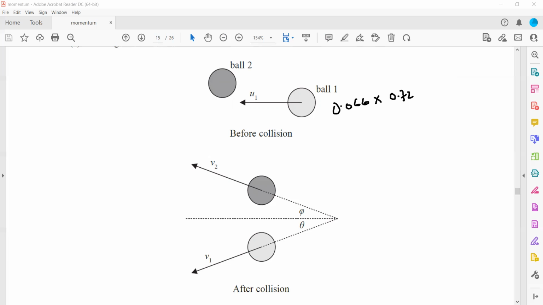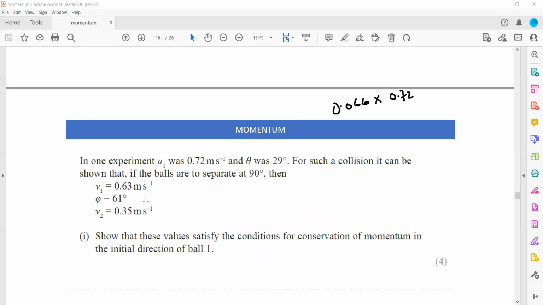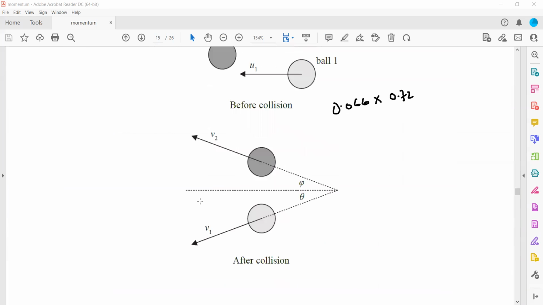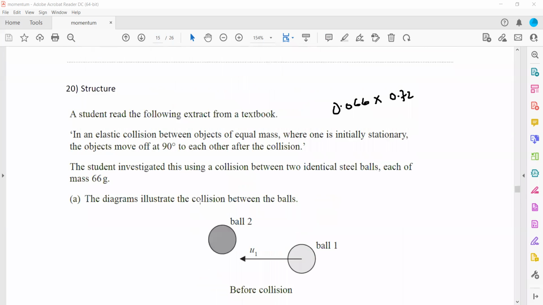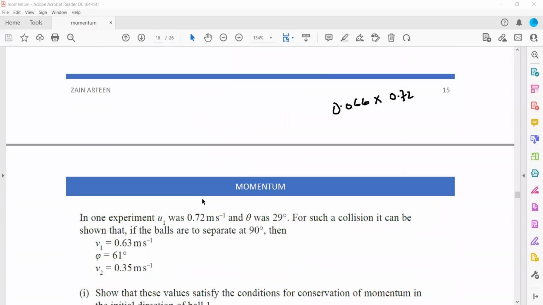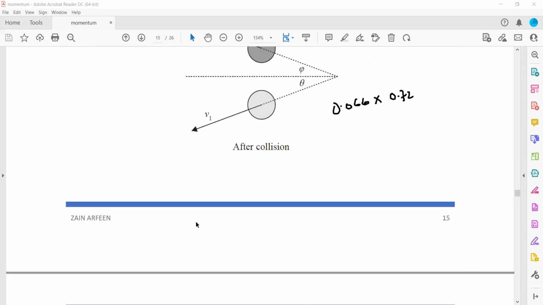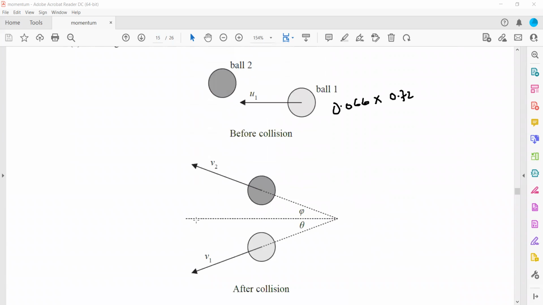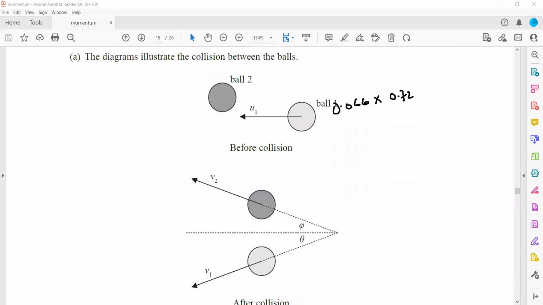So this will give us the initial speed. U1 is how much? U1 is 0.72. When we multiply, we'll get the initial momentum, which is 0.048 kilogram meter per second.